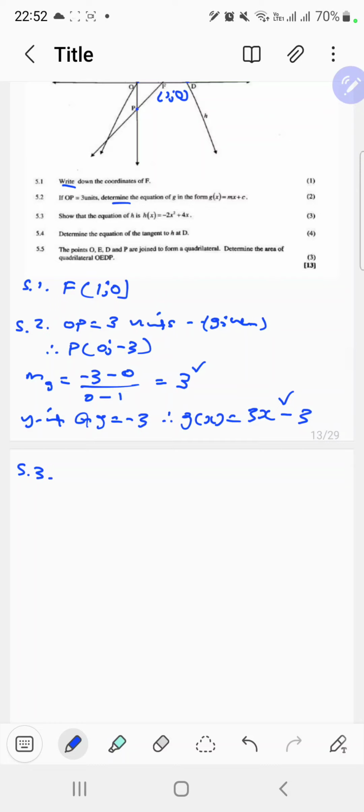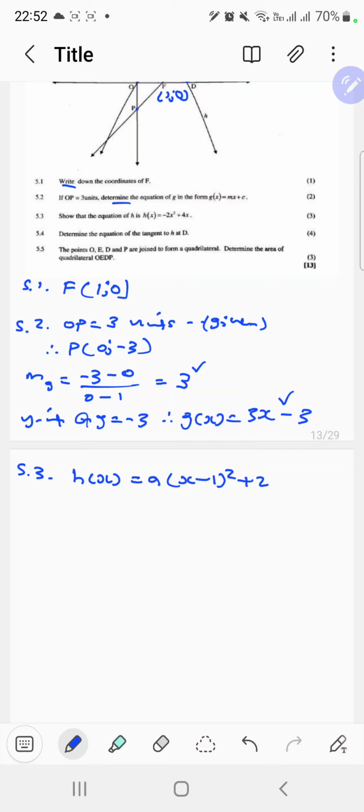Okay, 5.3. What is the story here? It says show that the equation of h is h of x equals minus 2x squared plus 4x. Not a problem. First of all, we know that h of x is equal to a into x minus 1 all squared plus 2.